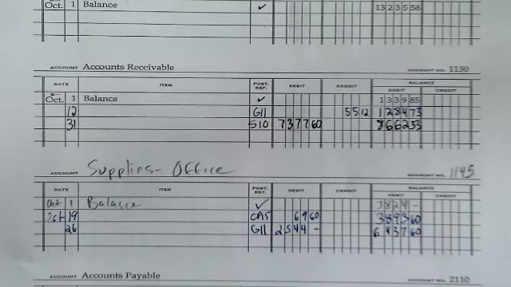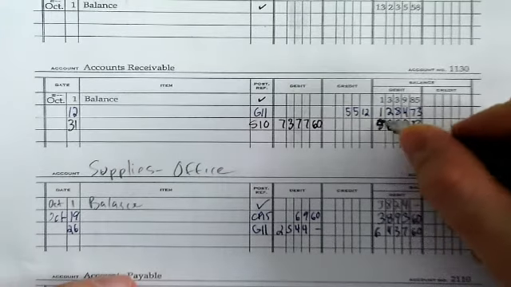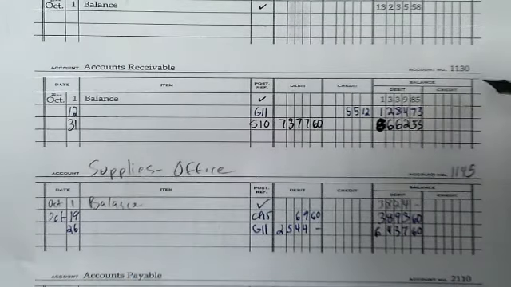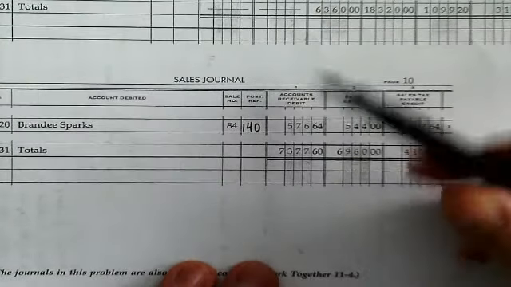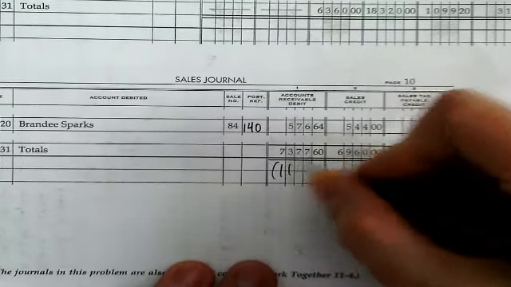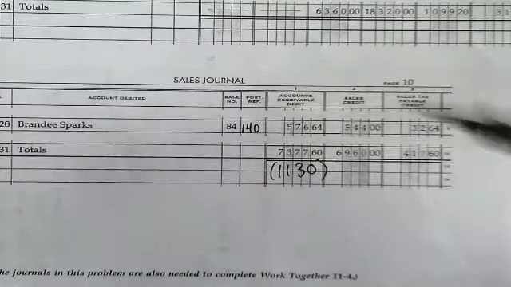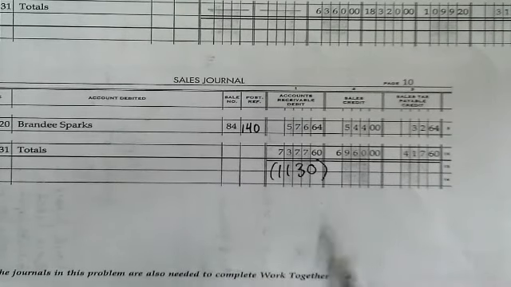Back on the sales journal, once you get that written down, you're going to put the ledger number, because we have posted it successfully, which is 1130, right here at the bottom of the ACREC debit total. And you're going to put it in parentheses, 1130. So this signifies that you have posted the total to the ledger.